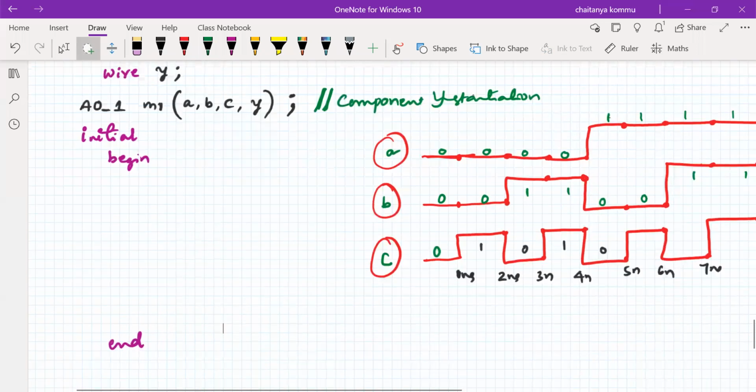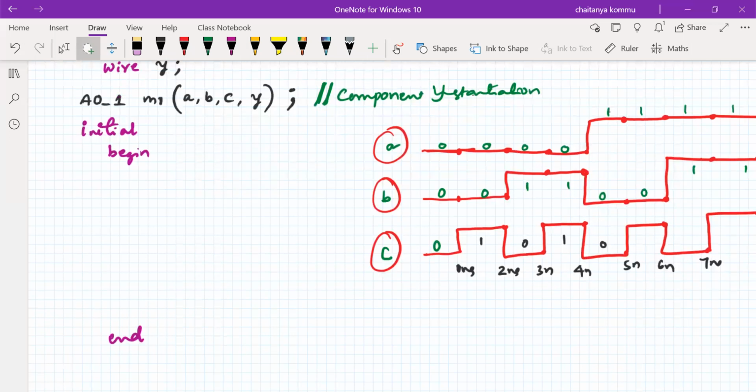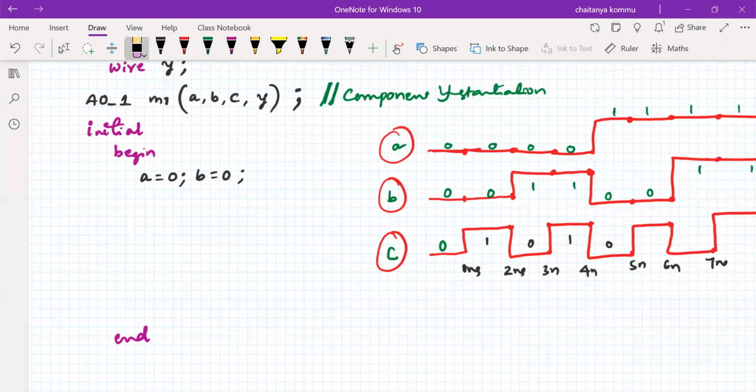Right. So within the initial block only, we have to insert this waveform here. So how do we do this one? Please listen carefully. At 0 time, A is equal to 0, B is equal to 0, C is equal to 0. Only we have to give the information related to the inputs, right? So A is equal to 0, after that I'm using a semicolon.